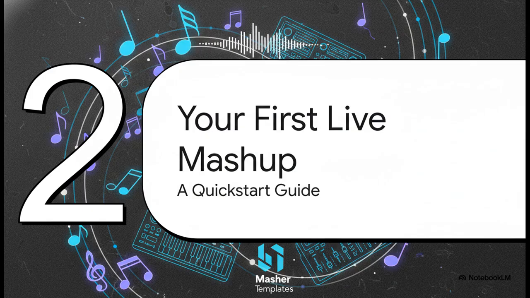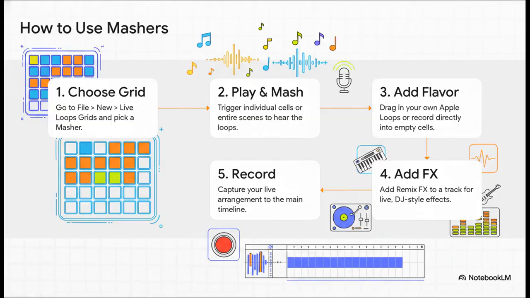Okay, so you're probably thinking, this sounds great, but how do I actually start making music with them? It is surprisingly, ridiculously simple. Let's just walk through the basic steps right now. It is literally this simple. You pick your grid, and then you just start playing. You can click on individual cells to hear different loops, or you can trigger entire columns, those are called scenes, to build whole sections of a song.